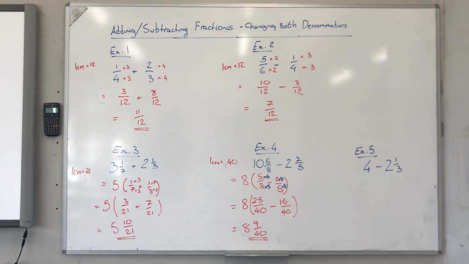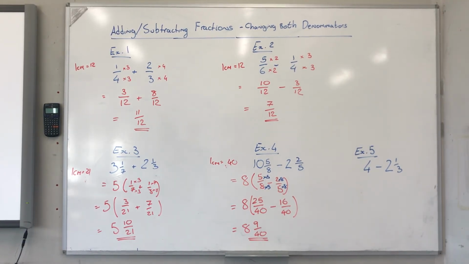So there, what I've done is I've multiplied the 5/8, both the numerator and the denominator, by 5, giving me 25/40. And then I multiplied the 2/5 by 8, both the numerator and the denominator, giving me 16/40. Then 25/40 minus 16/40 gives me 8 and 9/40. Okay? Now, last question. We could do this more in our head.